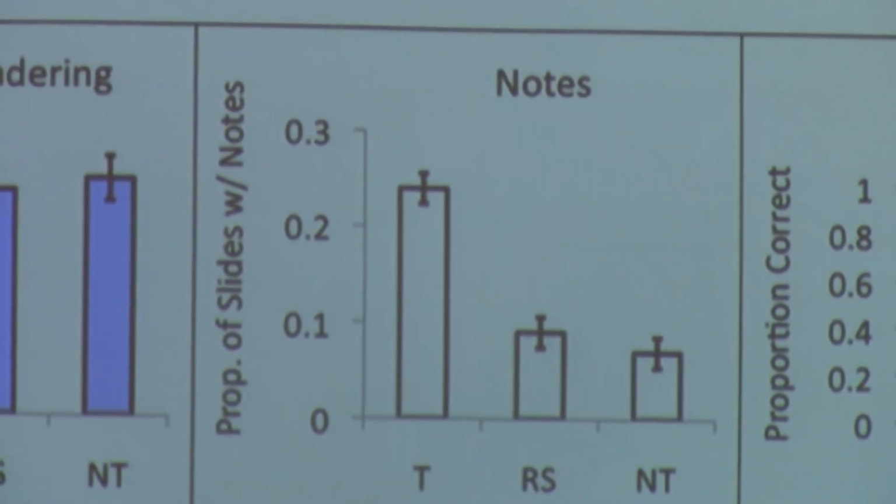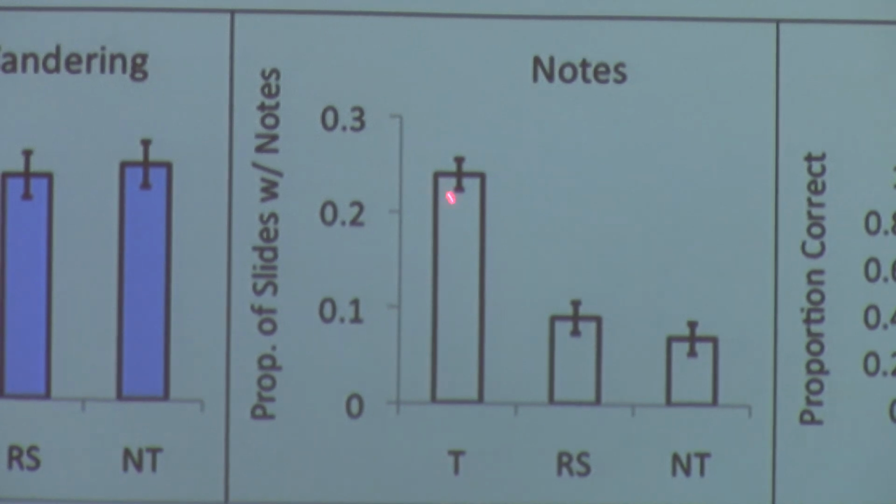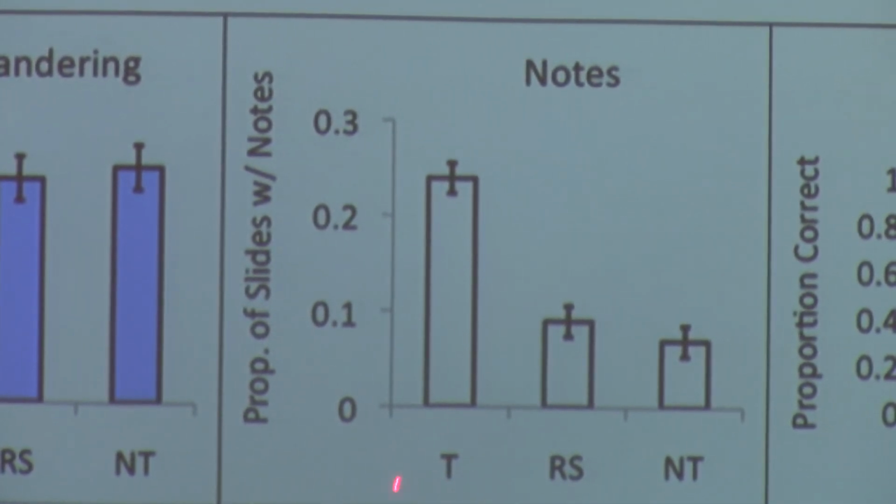At the end of the experiment, the researchers collected back the notes, and they then counted how often the students actually annotated onto the slides. What they found was, again, in the tested group, the group that got tested after each segment, there was a higher proportion of students actually jotting things down.